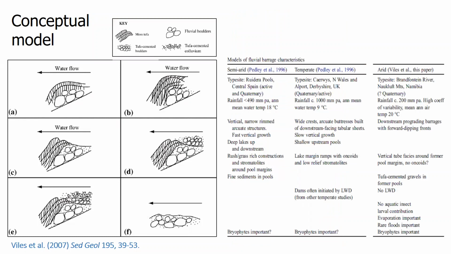What we can also do then is contrast this with the semi-arid and the temperate models of fluvial barrage formation that's been proposed by Pedley and others. The key things to point out are the shape of the barrages. So over here, in the Naukluft, we've got downstream pro-grading systems where the fronts are dipping downwards, as you see here in C and D and E. And also there's a lot of tufa cemented gravels in those pool regions at the sides of the channel, matrix supported tufa cemented bedload.